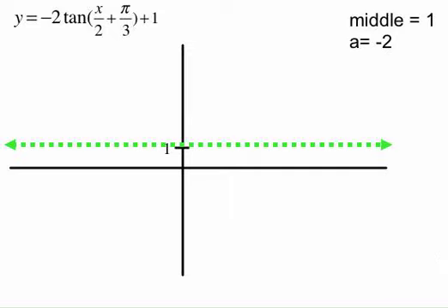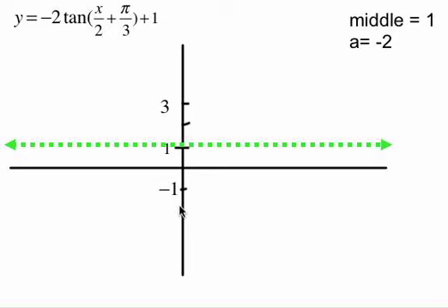Okay, let's mark our amplitude. So we're going to start by going down 2. That puts us down here at negative 1. And we're going to go up to 2, 3. So I'll go ahead and label that as well. Okay. So we have our y-axis completely labeled.